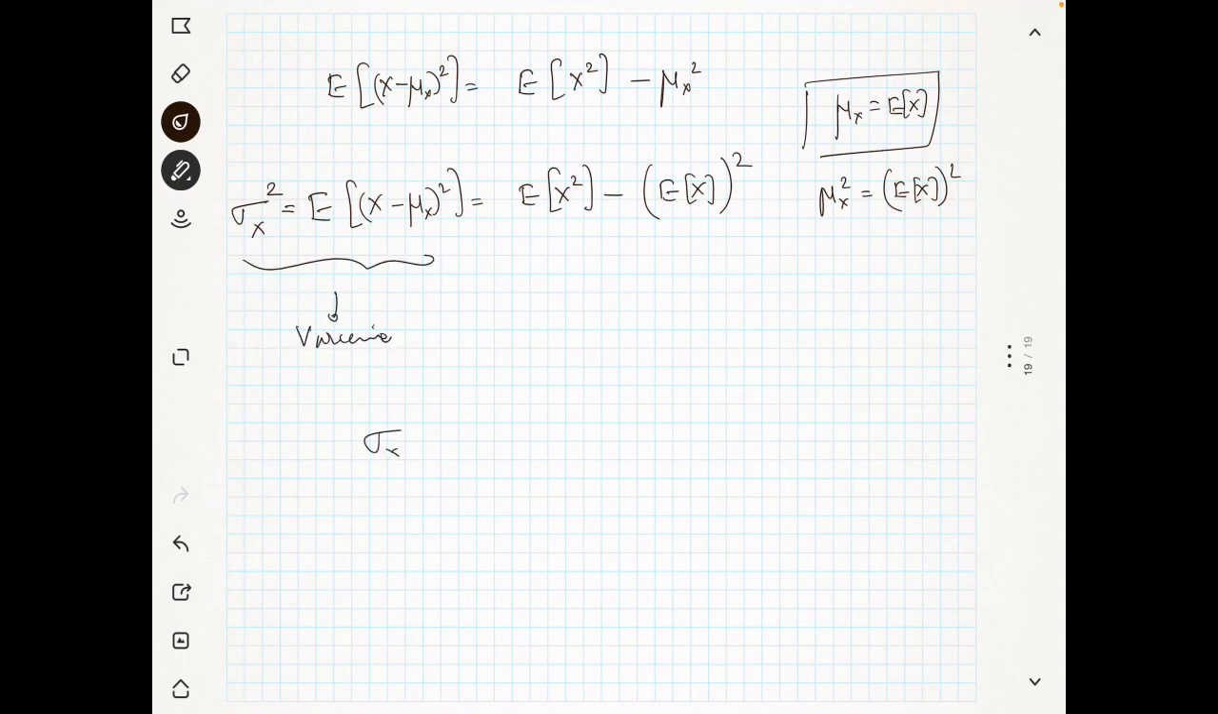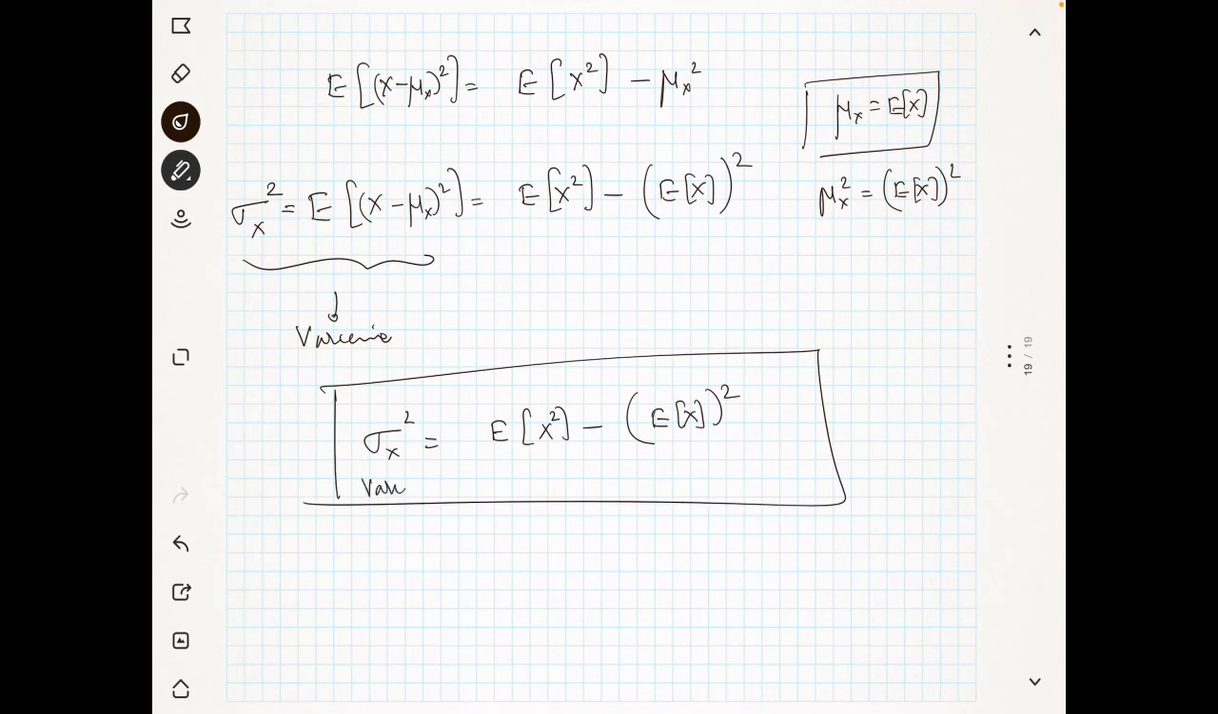So the variance, I will again write this equation. Variance is nothing but expected value of x square minus expected value of x the whole square. So this is the equation for the variance. I hope this is clear to you.